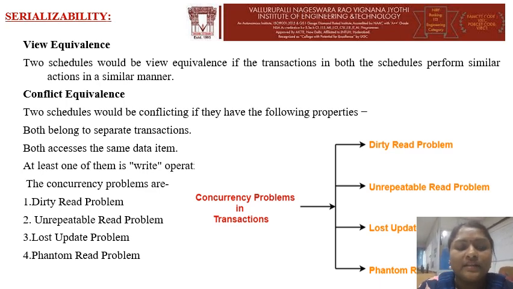Coming to conflict serializability, as I said, when you go with a non-serial schedule, some conflicts may happen. What types of conflicts? They are determined by four problems: dirty read, unrepeatable read, lost update, and the phantom read problem. We will continue with these concurrency problems, how to find out what kind of concurrency problem a transaction has, and how to recover from it, in the next class. Thank you.